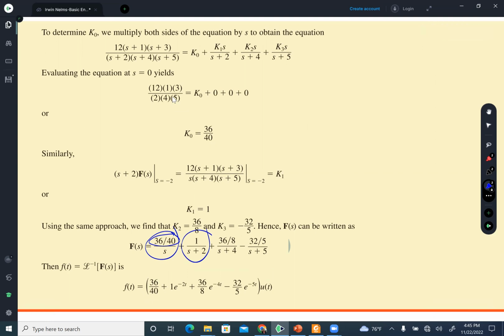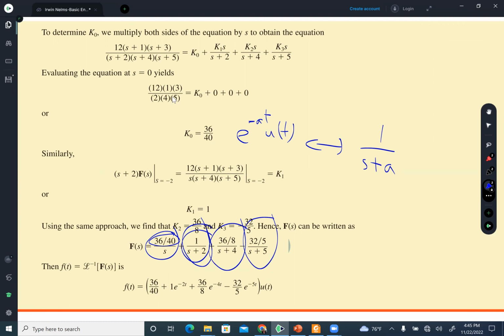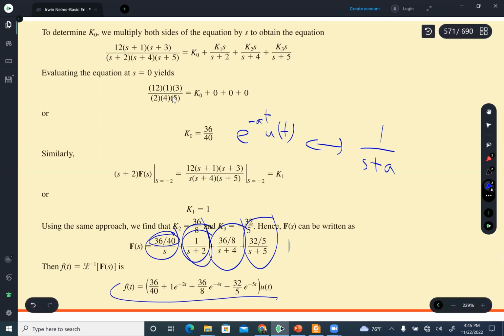So whenever you have 1 over s plus a, remember we have this, right? 1 over s plus a is e to the minus at u of t, right? So we have that. So here a is 2, here a is 4, and here a is 5. And along with the constants, and when you pull the u of t out, this is the final answer that you get, right?